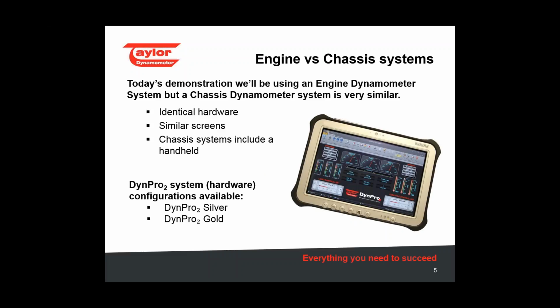For today's demonstration, we'll be running an engine dynamometer system, but a chassis dynamometer configuration is very similar. The two systems have identical hardware and similar unique screens. The main difference between the chassis configuration and the engine configuration is that the chassis system includes a wireless handheld device, which is still an option for engine systems. DynPro2 has two standard configurations, our silver system offering 16 temperature channels, and our gold system offering 32 temperature channels as well as additional system channels.